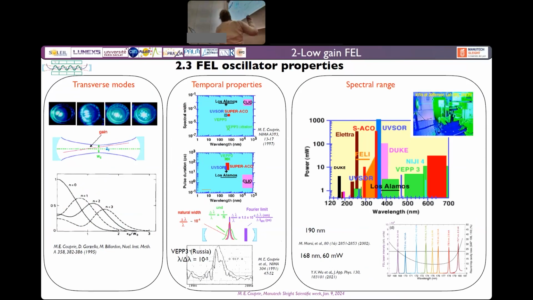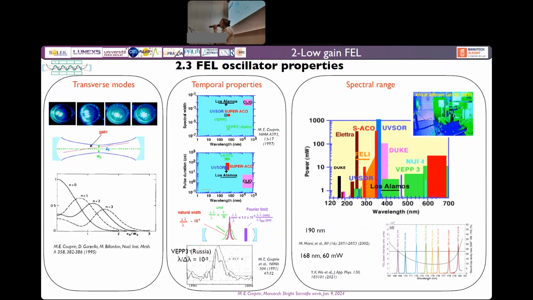The spectral range with oscillators depends on the performance of the mirrors that we are using for the optical resonator. For a while, the smallest wavelength that had been achieved was at the ELETTRA FEL, which was a European collaboration in Italy. And more recently, the Duke FEL in the US was able to go a bit below, to 168 nanometers. We also had very powerful lasers, like kilowatt average power on an energy recovery LINAC in the United States.